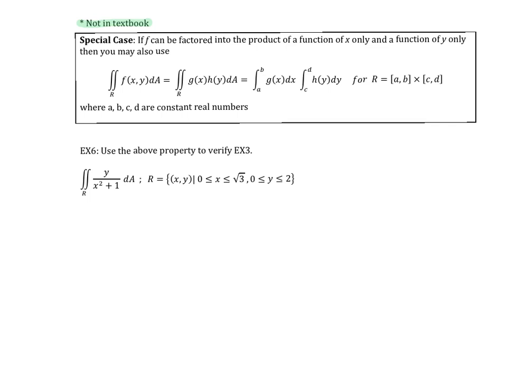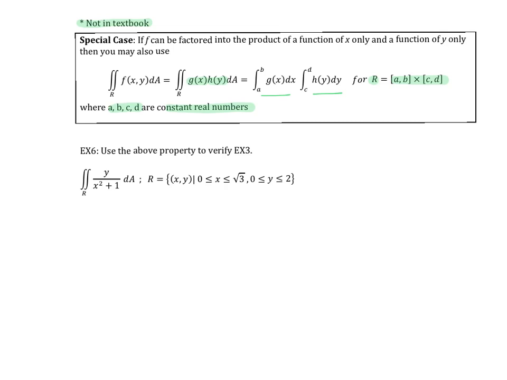you could separate your integrand into 2 functions, one with respect to x, one with respect to y, and it has to be a product. So if you can do that, then you could simply split it up into 2 integrals. You just have to remember that the region that you're integrating over has to be a rectangular region. So a, b, c, d are constant real numbers.